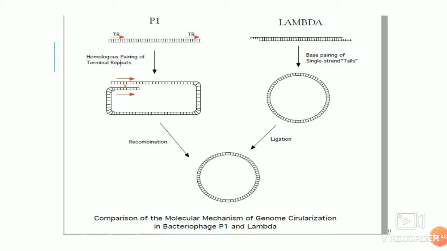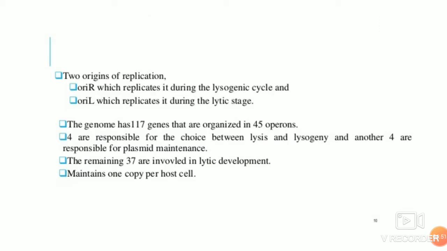and that produces the prophage. So there are two origins of replication after creation of this prophage, that is ORI-R, which replicates during the lysogenic cycle, and ORI-L, which replicates during the lytic cycle.